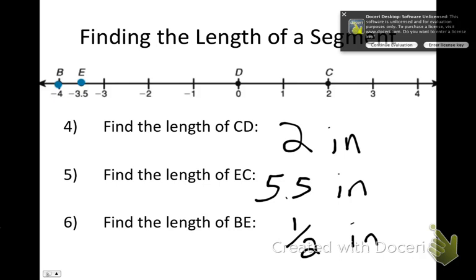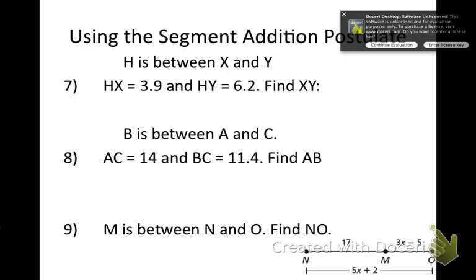All right, next here. Now we're going to actually start thinking of our own segments. Number 7 says H is between X and Y. Again, if you struggle visualizing it, draw it out. So for example, there's XY. It says H is between them. So we'll say H is somewhere right there.